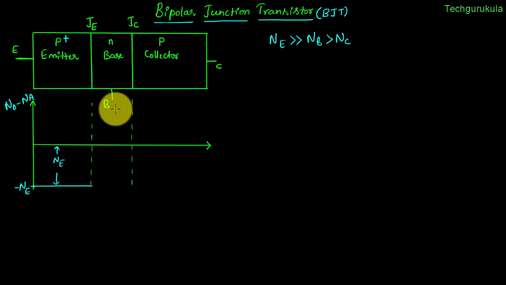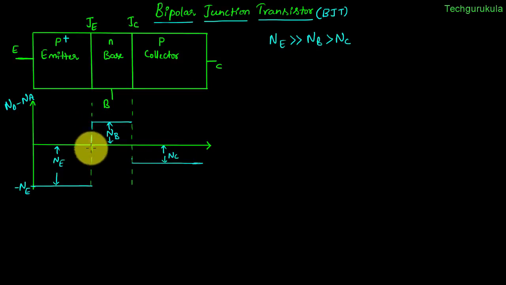And on the base side, it is N-type doped, so ND will be a finite value and NA would be 0. So ND minus NA would be positive. So I'm representing that here, where this value would be N suffix B. And on the collector side, the N suffix C magnitude would be less than N suffix B. So I'm taking it to be somewhere here, where this value is N suffix C.